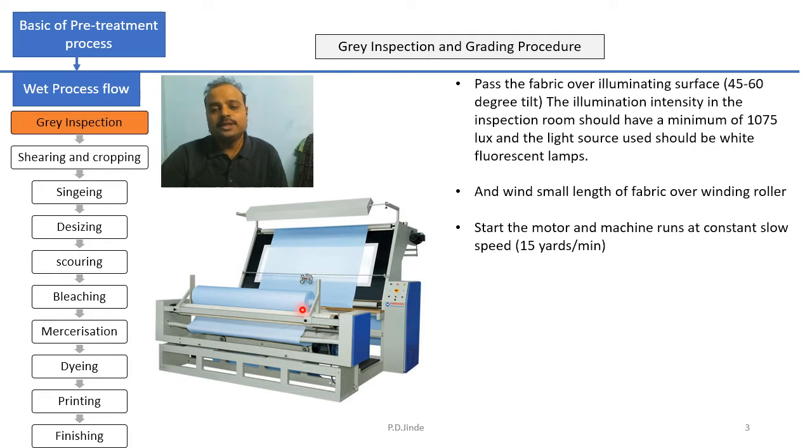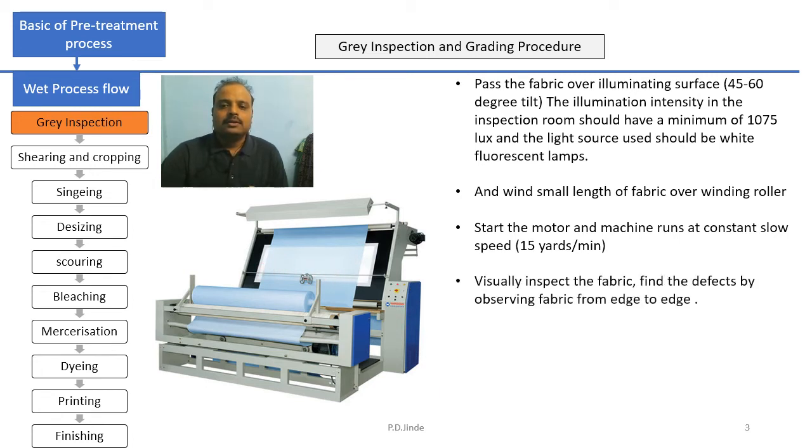With this speed, a person has to visualize the whole fabric from edge to edge, visually inspect the fabric, and find the defects. As I earlier told you, at this speed a person in front of the illuminating surface is constantly watching the fabric for defects. He watches and observes the fabric, whether a fault is present or not, from edge to edge.